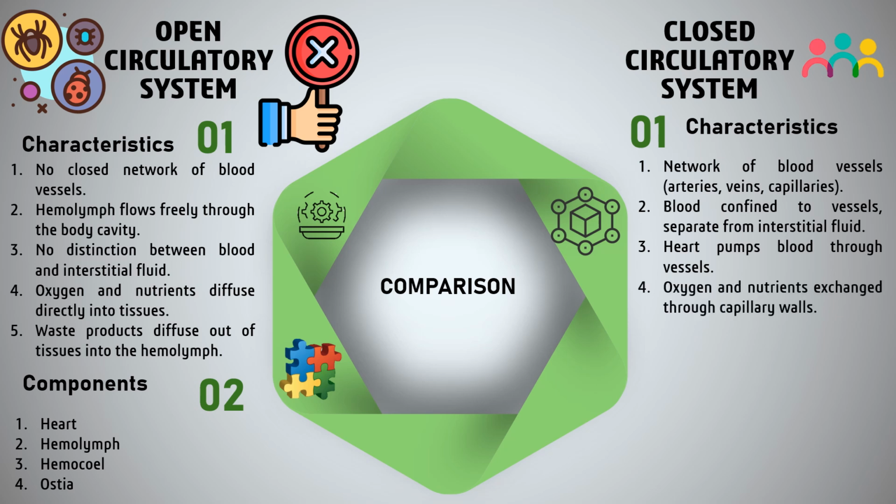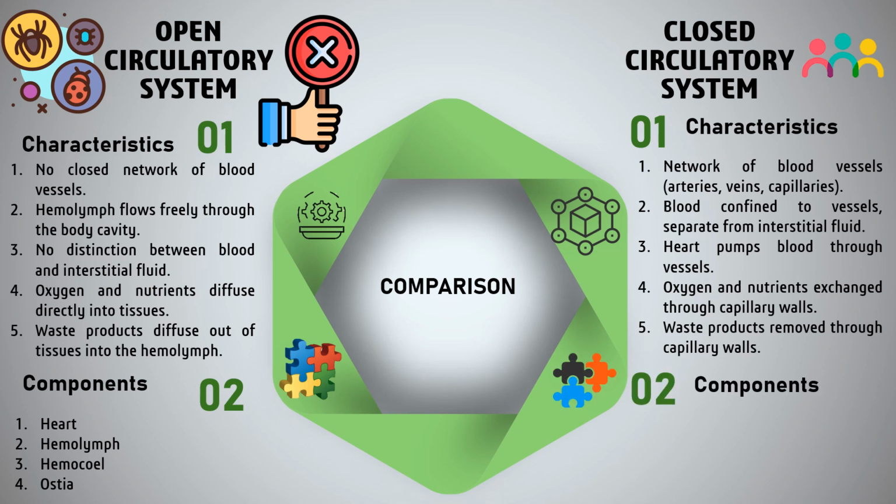The oxygen and nutrients are exchanged through capillary walls. The waste products are removed through capillary walls. The components of closed circulatory system are heart, arteries and veins, capillaries and blood.